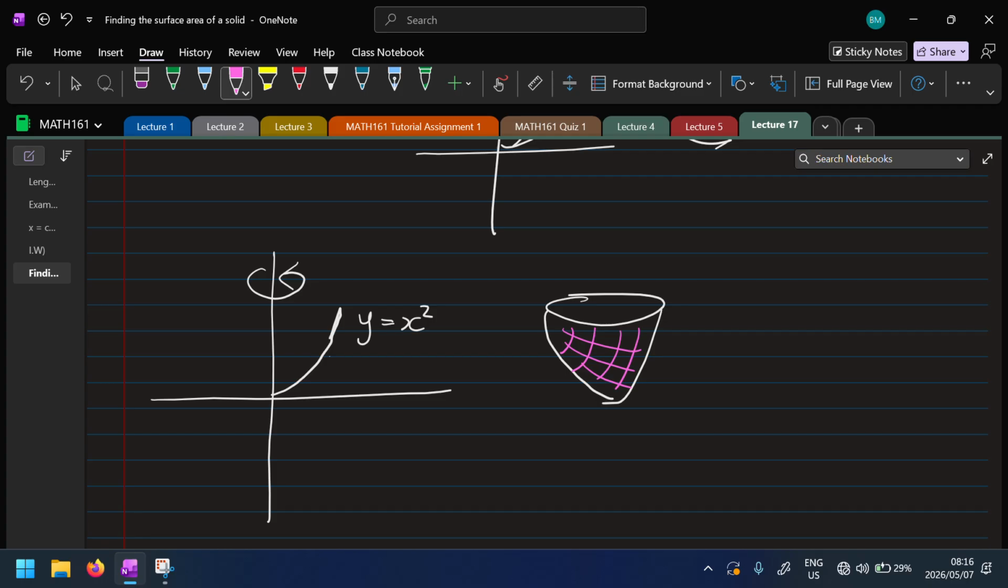So how are we going to figure that out? It's going to be similar to what we did before. We're going to start off with a very simple example and then figure out what the equation should be.